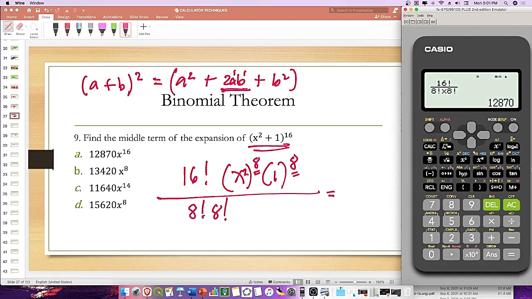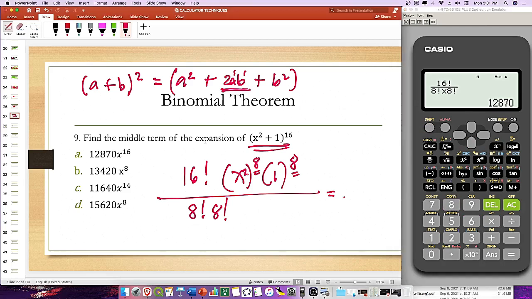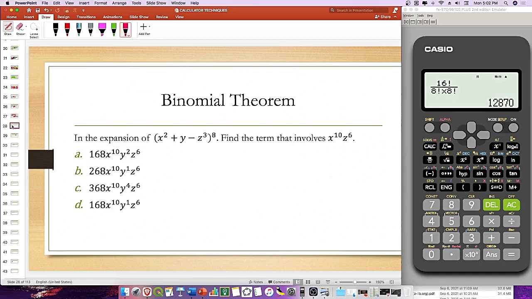That's 12870. And x squared raised to 8 is x raised to 16. So meaning final answer would be letter A. So A will be the final answer. Take note, without using any of the formulas.